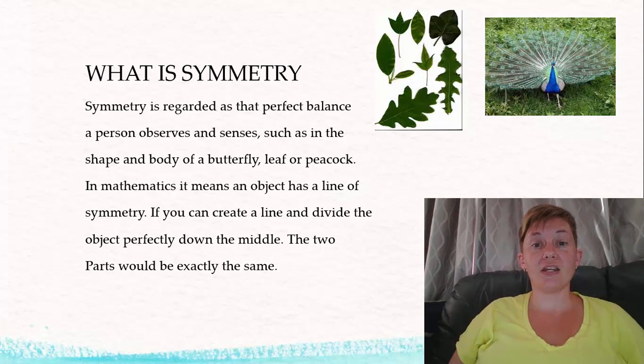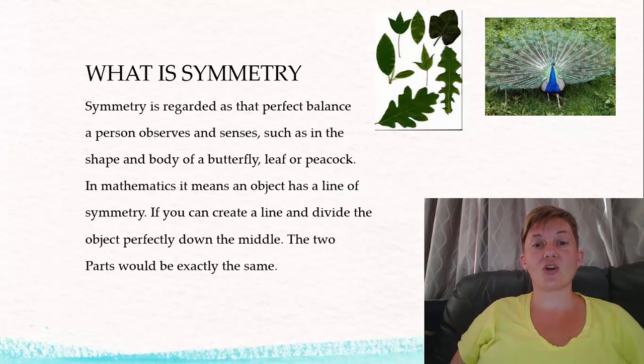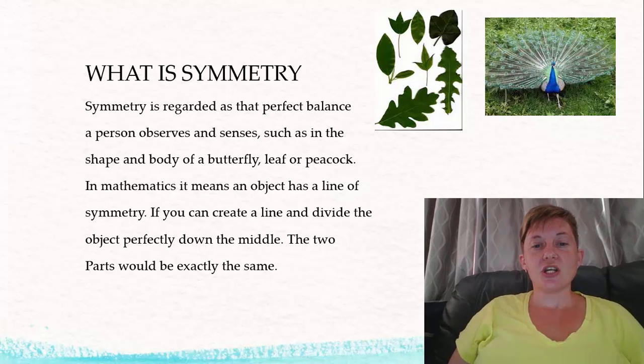As you can see in the pictures at the side there, I've got pictures of leaves. If you bend the leaves in half, you'll see that they are both the same on both sides, and that's the same as the peacock as well. In mathematics, it means an object has a line of symmetry. If you can create a line and divide the object perfectly down the middle, the two parts would be exactly the same.